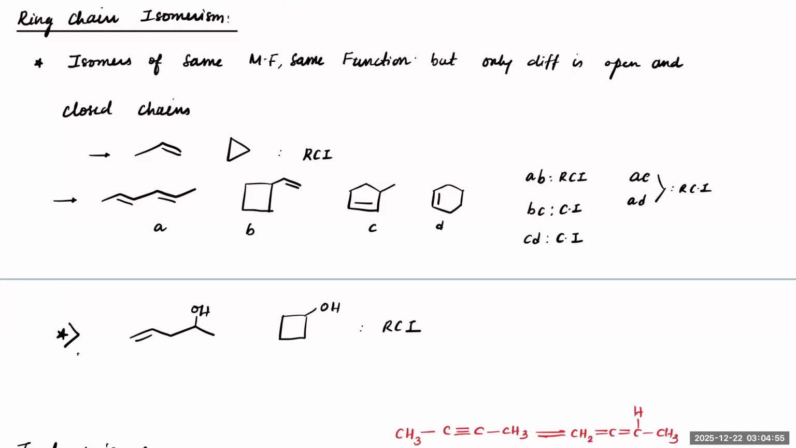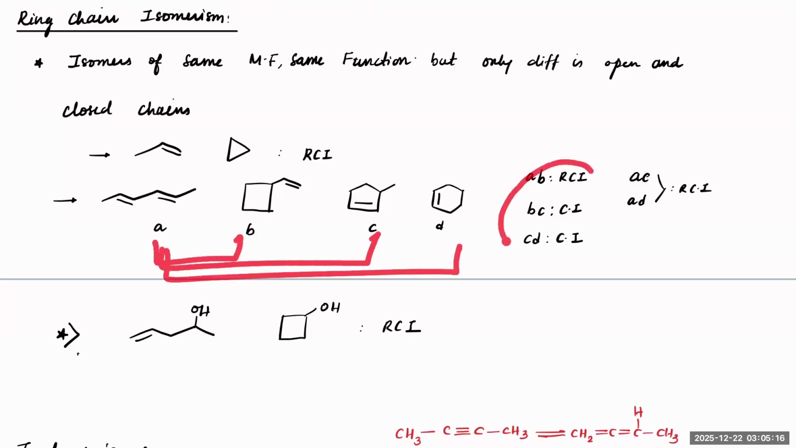So here we have same molecular formula, same functional group, but the only difference is open and closed chain. So this is an open chain, this is a closed chain. Again, here we have open chains, this is a closed chain. And closed chain could be this way, B, C, D. These are all the possibilities. So AB, AC, or AD, these three are ring chain isomers.